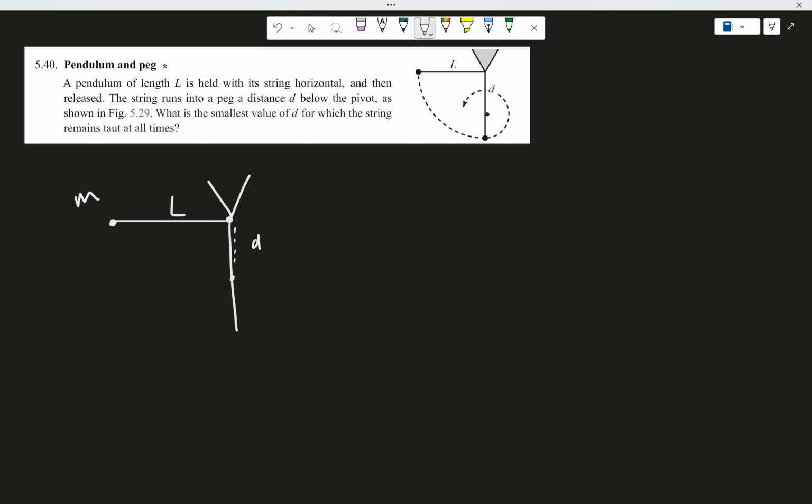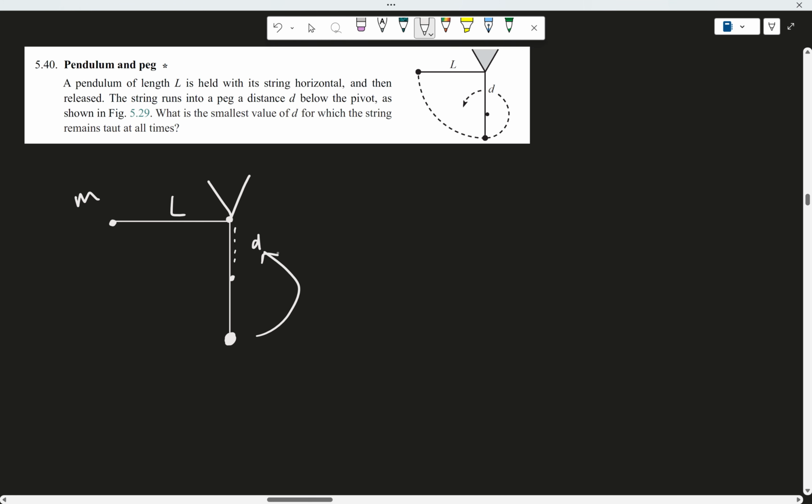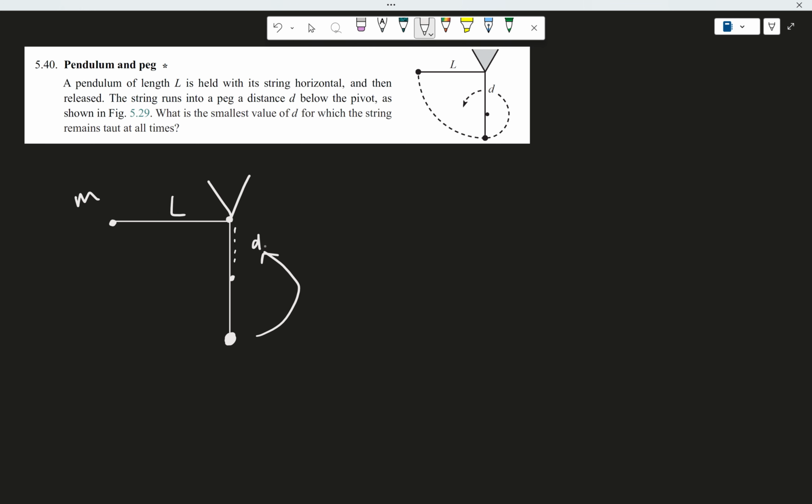And let's draw the pendulum here. Just imagine it's coming here. It hits the peg, and the mass is here. And then this lower section of this pendulum actually swings up and completes a full circle. And the question is asking us for the smallest value of this d, for which this string remains taut at all times. So how can we approach this problem?